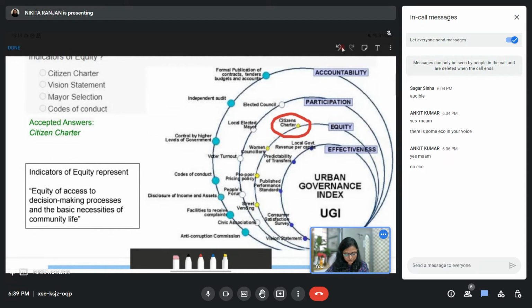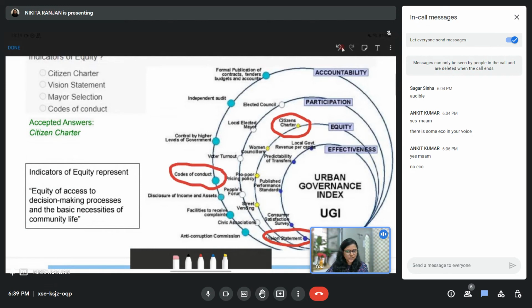Vision statement comes under effectiveness. Mayor selection might come under participation. I cannot see it here, you might be able to see better. And codes of conduct comes under accountability, as you can see here. So you can see Citizen Charter is the only one which comes under the head of equity.